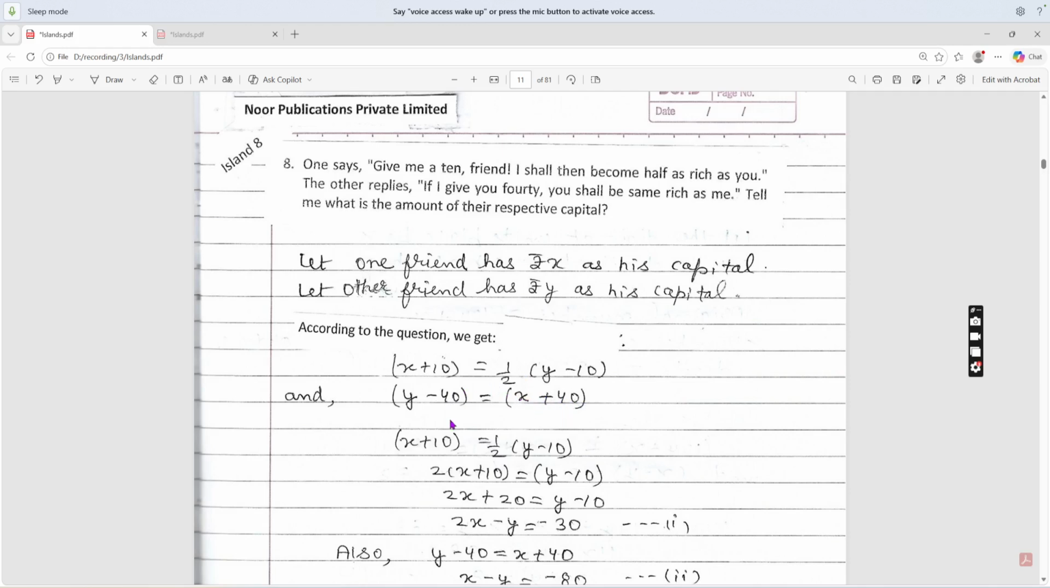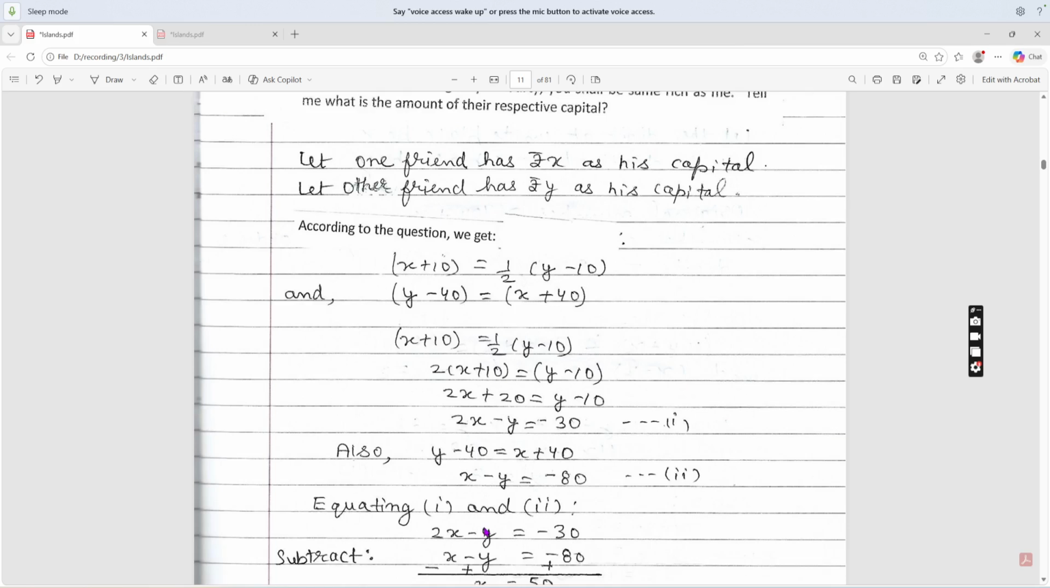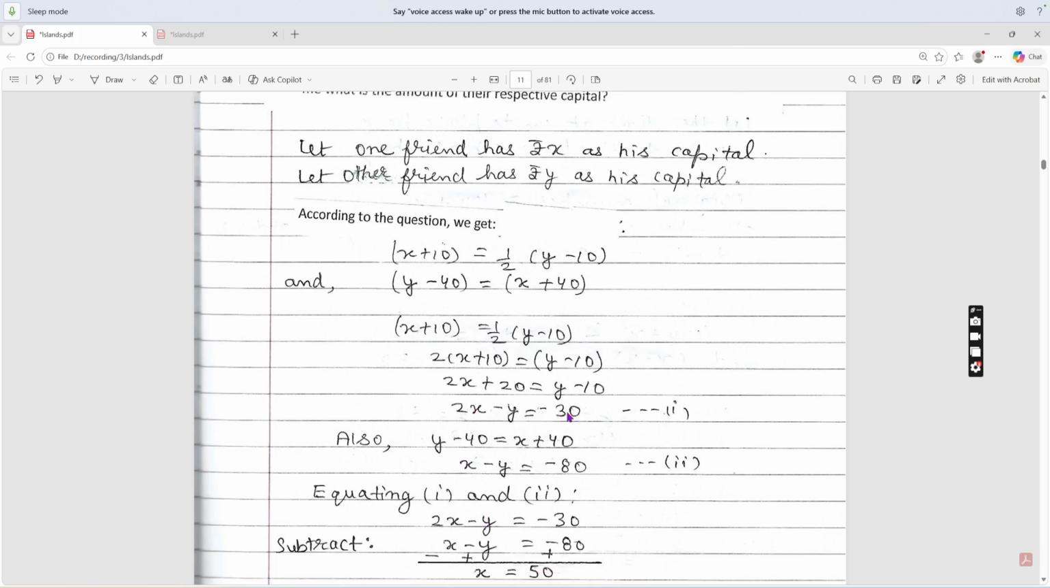Now we just have to simplify these equations. This is the equation, x plus 10 is equal to 1 by 2 into y minus 10. Now we are going to cross multiply. 2 into x plus 10 is equal to y minus 10. Now we are going to open the bracket. 2x plus 20 is equal to y minus 10. Here, because it is plus y, it is going to be shifted to the LHS. It will be 2x minus y is equal to minus 10 minus 20. So that is 2x minus y is equal to minus 30. That is equation number 1.